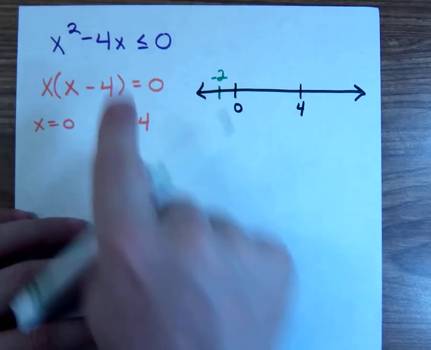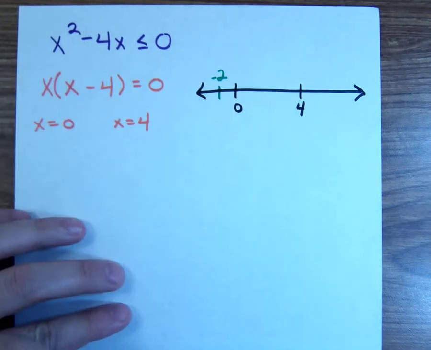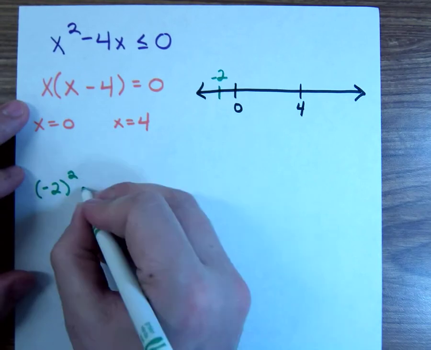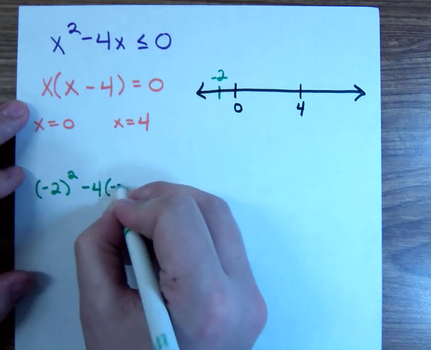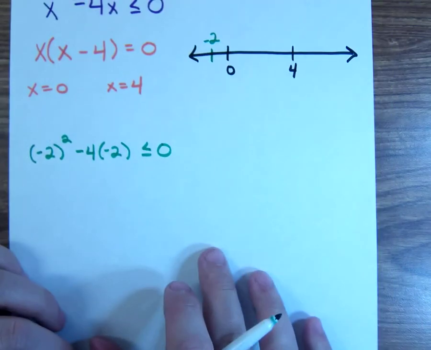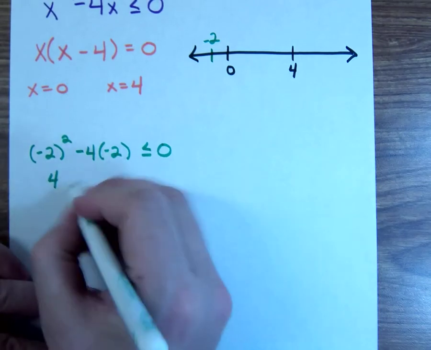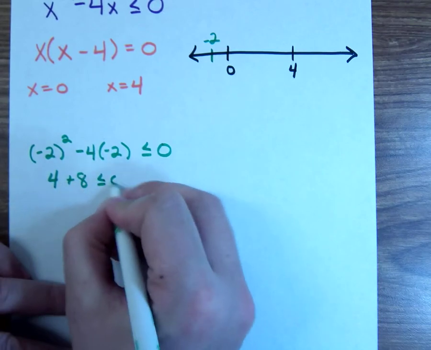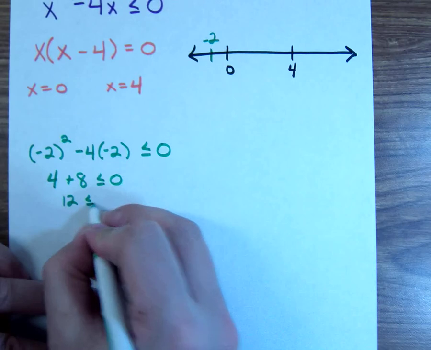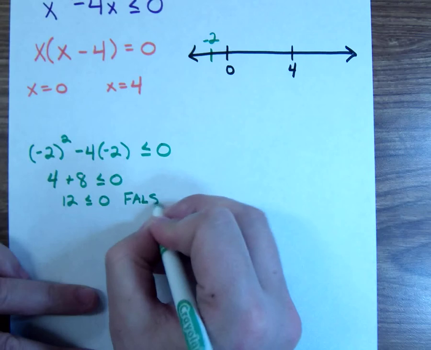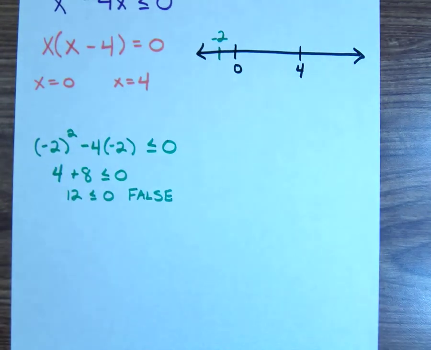I'm going to take that number and substitute it into this inequality and just see if it works or not. So instead of x squared, negative 2 squared, minus 4, and instead of 4 times x, 4 times negative 2. So negative 2 squared is 4. And minus 4 times negative 2 is plus 8. So I end up with 12 less than or equal to 0. False. So what that tells me is numbers below 0 are not a part of my solution set.